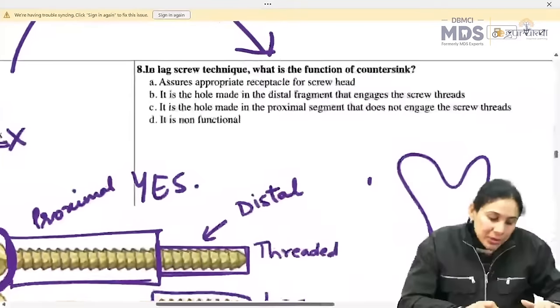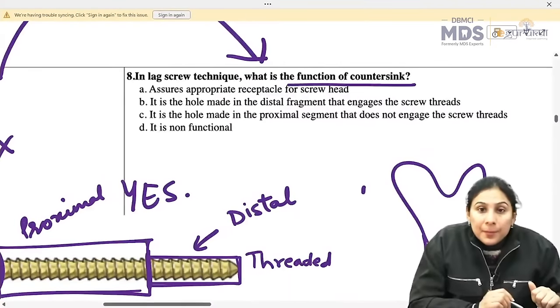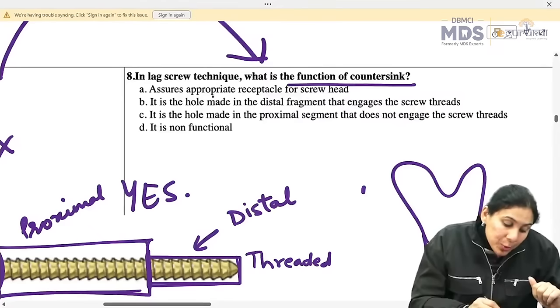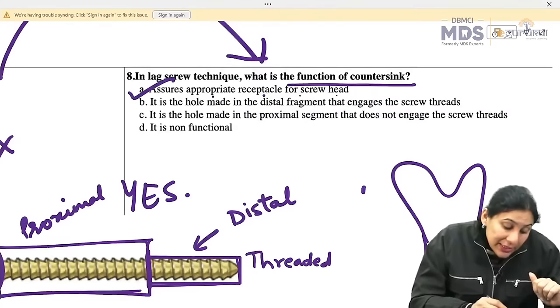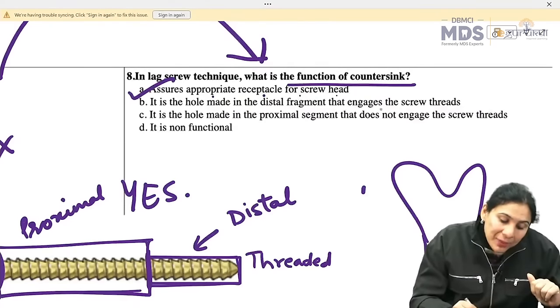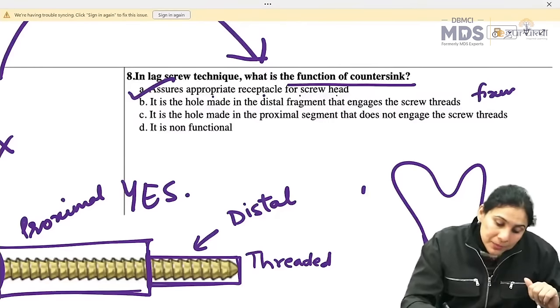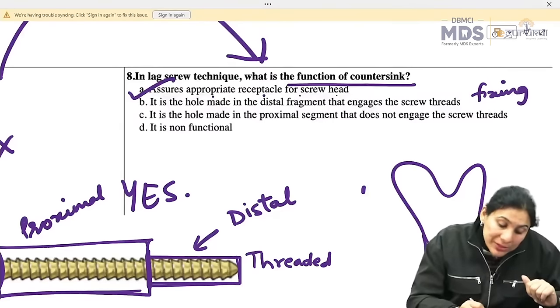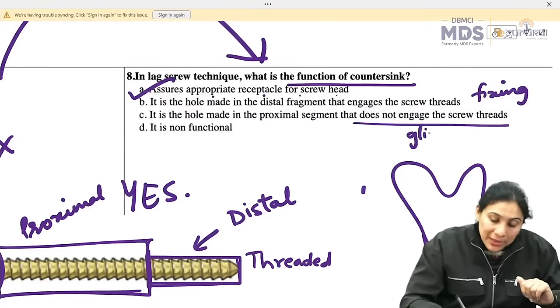That is the next question. In lag screw technique, what is the function of countersink? Assures appropriate receptacle for screw head. Yes. It is a hole made in the distal fragment that engages the screw threads. No, that is the fixing hole. A hole made in the proximal segment that does not engage the screw threads. No, that is known as the gliding hole.